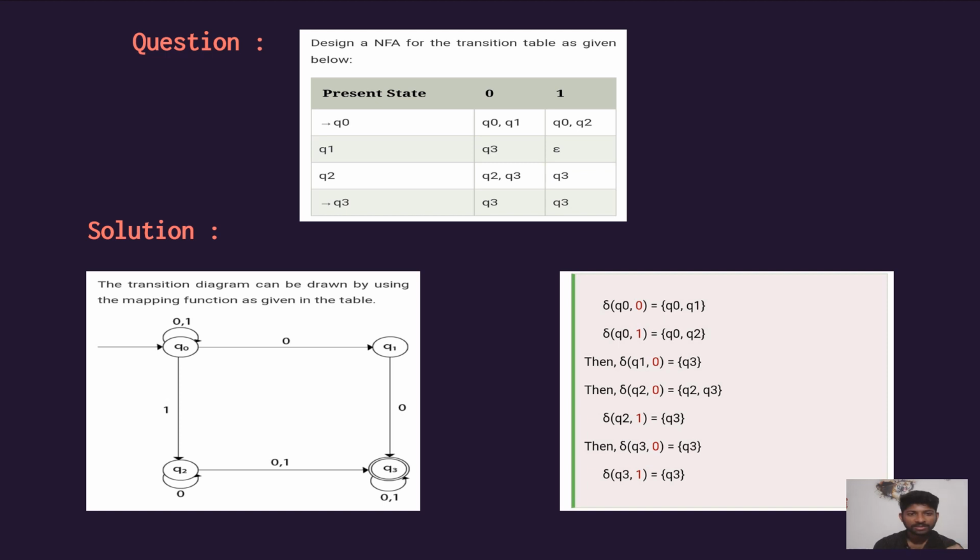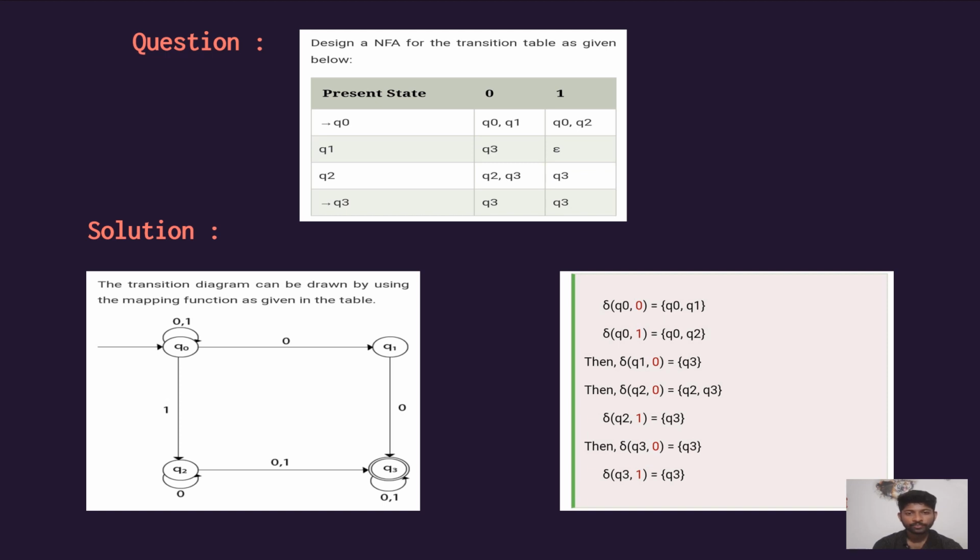So, a question is present. Design a NFA for the transition table as given below. So, the table is as follows. There are 4 states. The initial state Q0, then Q1, Q2, and the final state Q3. 0 and 1. From Q0, 0 is present in Q0 and goes to Q1. Then 1 is present in Q0 and goes to Q2. From Q1, 0 goes to Q3 and 1 does not go anywhere. So it will be empty.